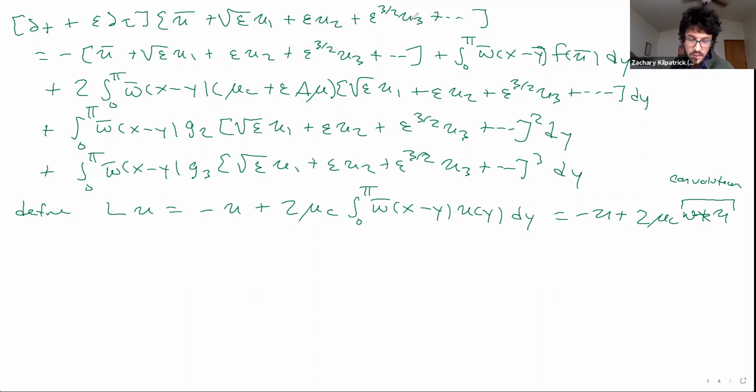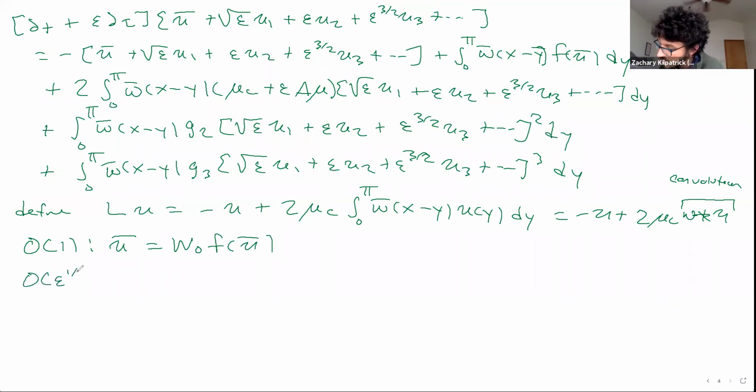So at each order, you're going to have u1, u2, u3, and so on being acted on by your linear operator, okay? And so our hierarchy now at order 1 is going to be u bar equals w0 f of u bar, okay? That's just the equation we had before. That defines our u bar. We don't really need to worry anymore about that equation. At linear order, we have almost the equation that we had before, but it's no longer an eigenproblem, okay?